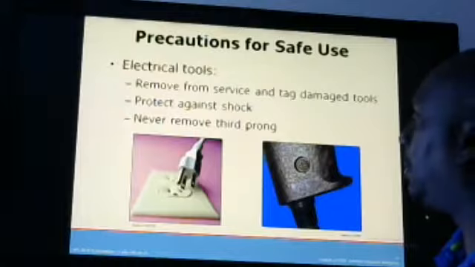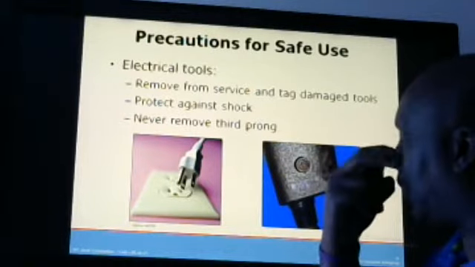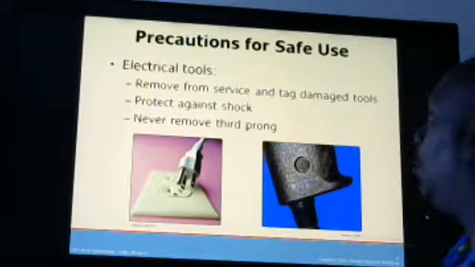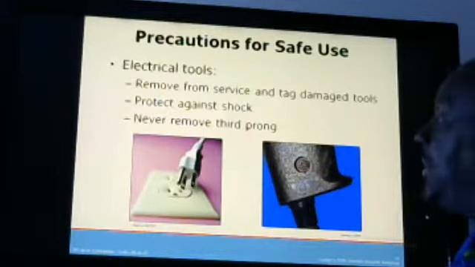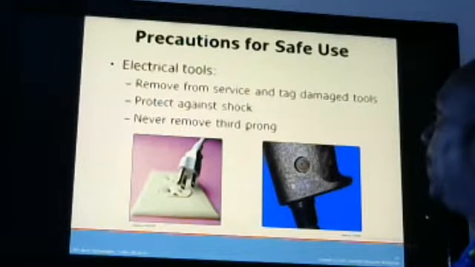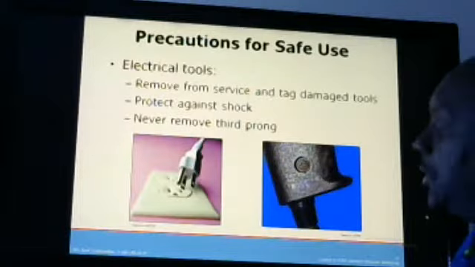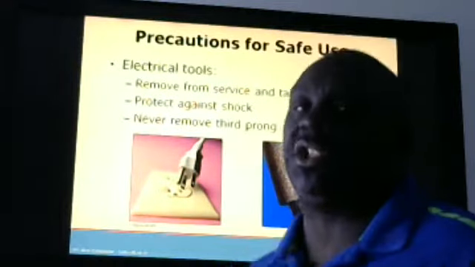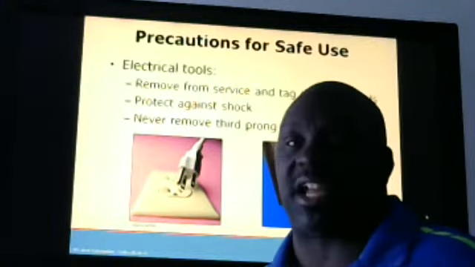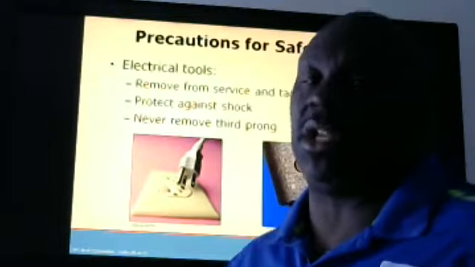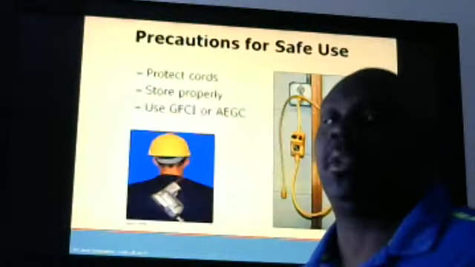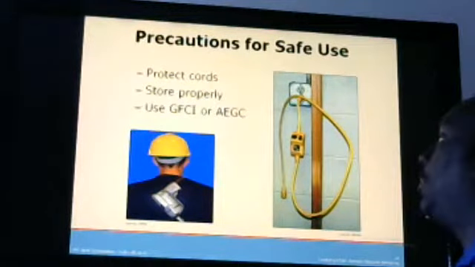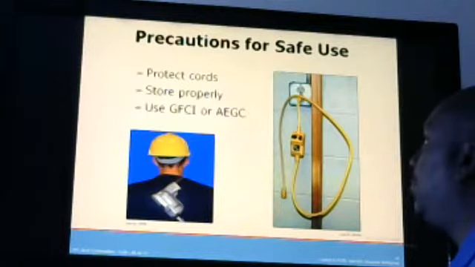All right, so some of the tools here, the cords, you just yank them by the cord to remove them. Don't do that. Remove the cord from service if there's any damage found. Protect against any shock, and never remove the third prong. We talked about that last week when we talked about electrical shock. Your third prong is your means of protection. Say this again, your third prong is your means of protection. All right, so protect the cords, properly store them. Make sure that you use the GFCI, real simple stuff.